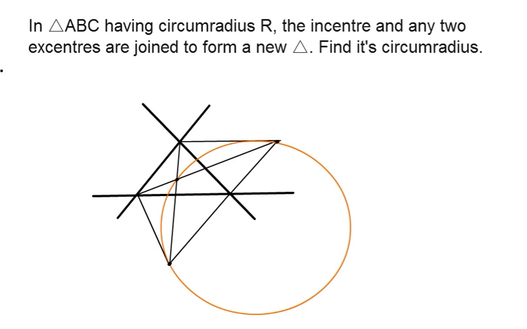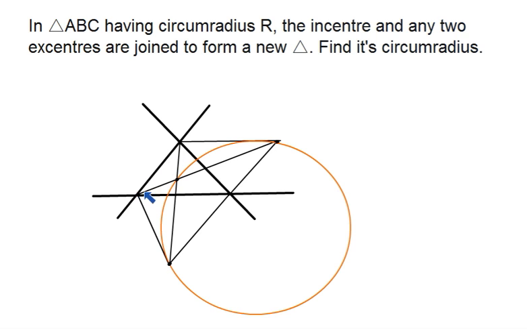So today we'll be discussing a question that has been posted as a doubt from one of my students. The question says that in triangle ABC having circumradius capital R, the incentre and any two excentres are joined to form a new triangle. Find its circumradius.